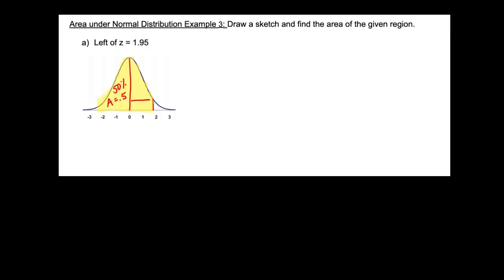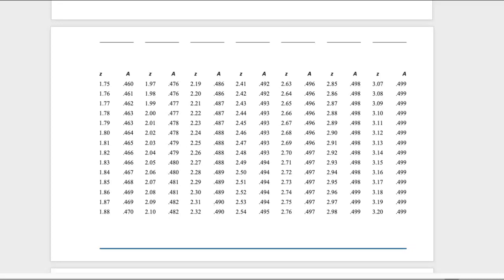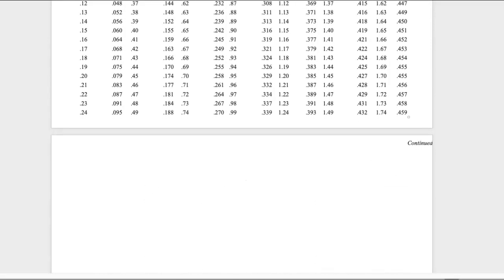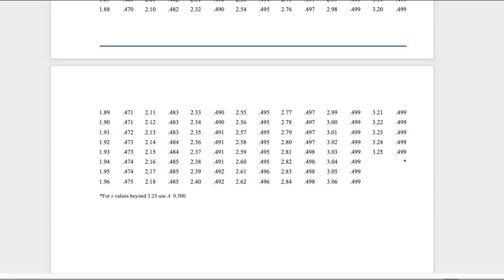What we need to do now is look up on the chart what the area is between 0 and z equals 1.95. So I'm going to pull up the normal area under standard normal distribution chart, and I am going to look for a z-score of 1.95. It looks like I have to scroll down to the next page. Oh, I think I scrolled too far down. Let me go up real quick. Looks like I've got 1.74, 1.75. Nope, I gotta scroll down here. Sometimes it takes a minute.